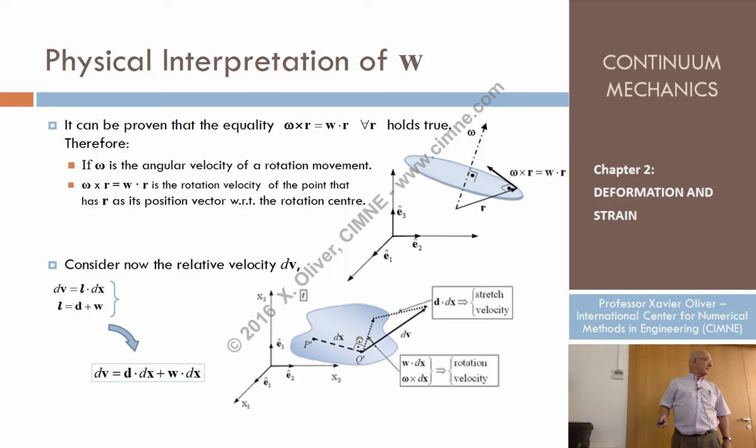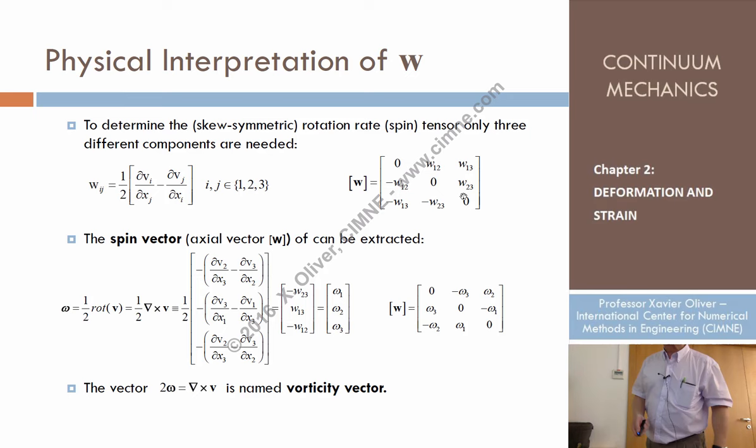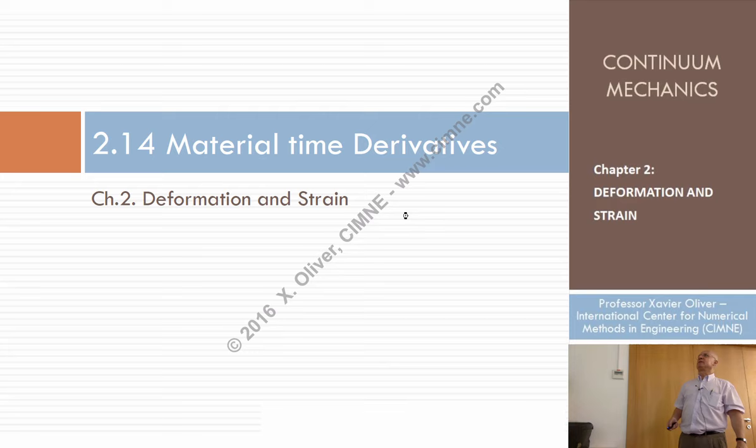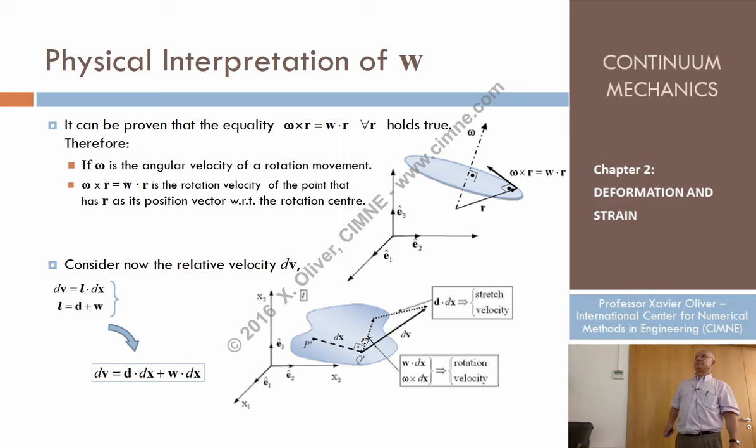This part here is the relative velocity of particle Q with respect to P, which can be decomposed into one rotational velocity, so a rotation, plus the rest. The rest is characterized by D. D is a measure of what? Rate of strains, changes of distances and angles per unit of time. So again, this allows a physical interpretation of W, the spin tensor, and the corresponding vorticity vector, which can be characterized as defining a rotation. The rotational counterpart of the relative velocity of particle Q with respect to particle P.